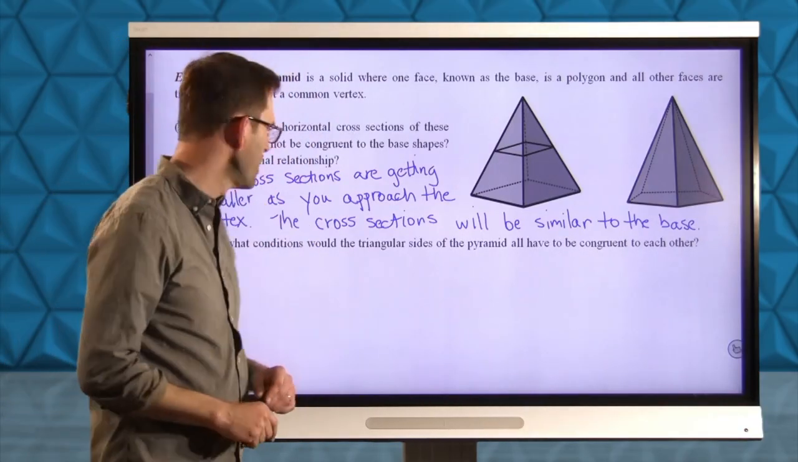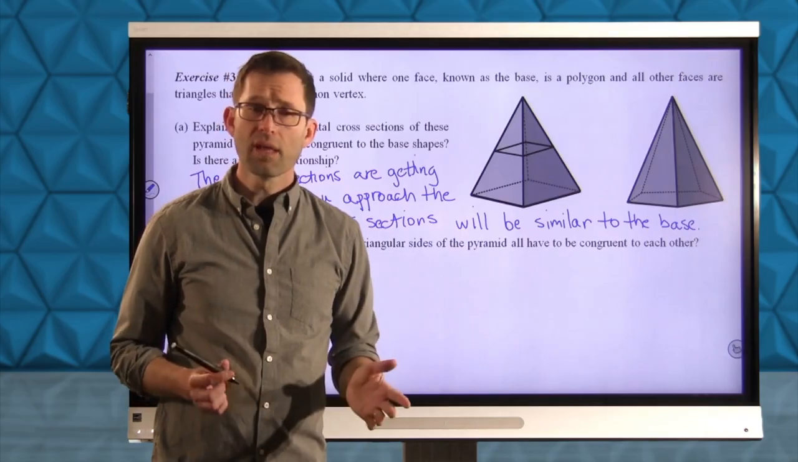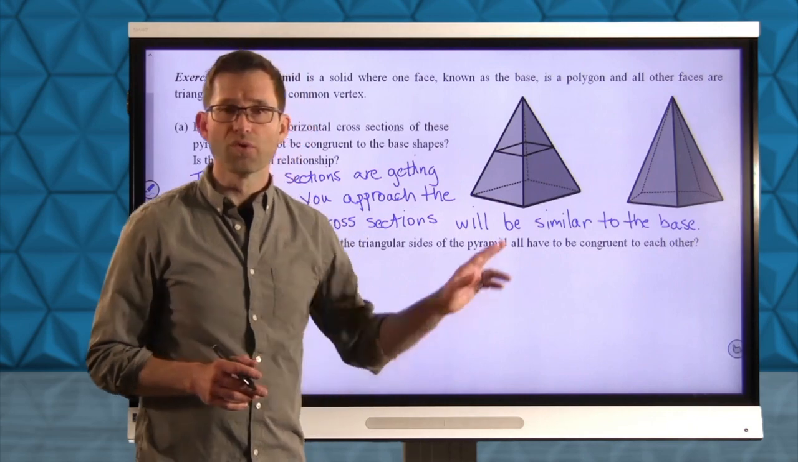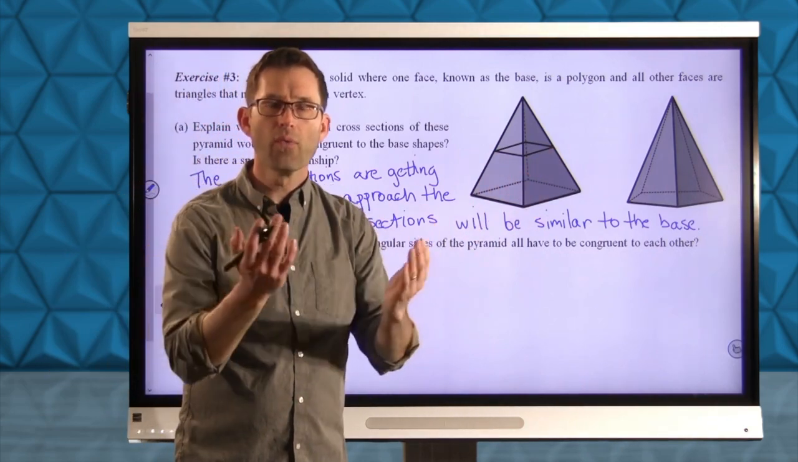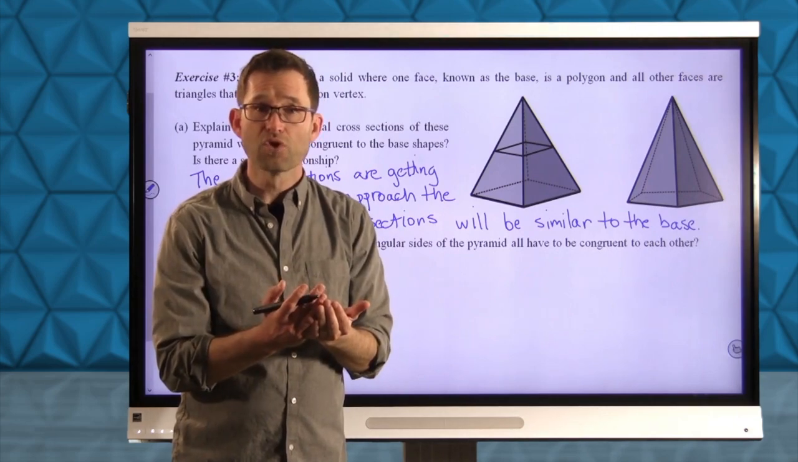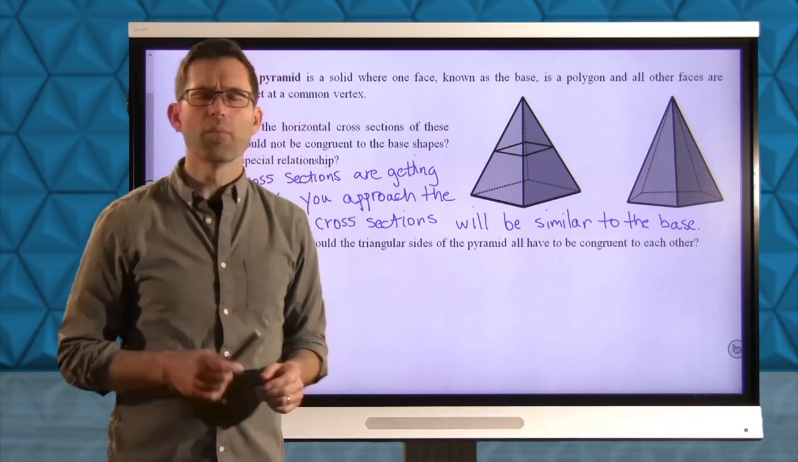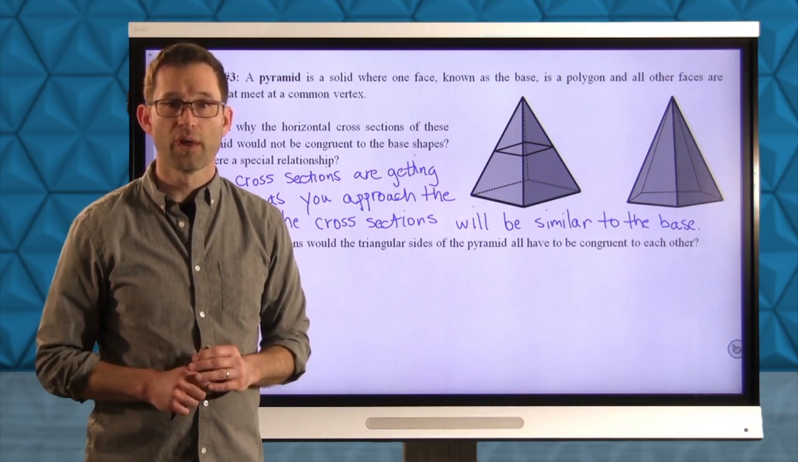All right. Now, letter B. Under what conditions would the triangular sides of the pyramid all have to be congruent to one another? Because they don't have to be. Again, you can easily have pyramids where those triangular sides that go around the pyramid aren't all the same shape. But sometimes they are. What do you think would be necessary for all those things to have the same shape, to be congruent to each other?